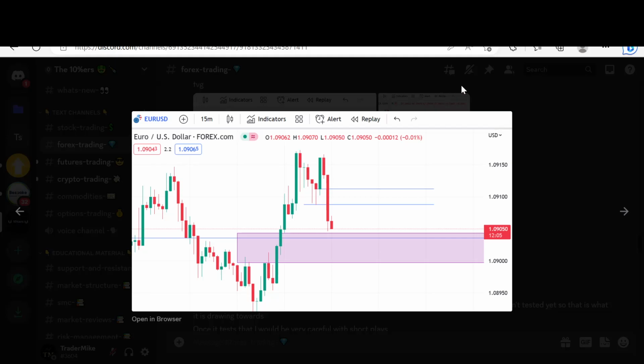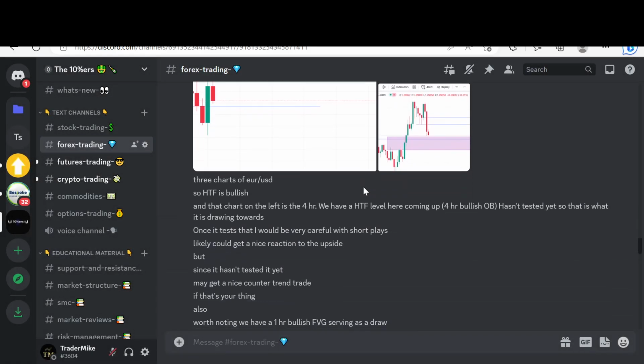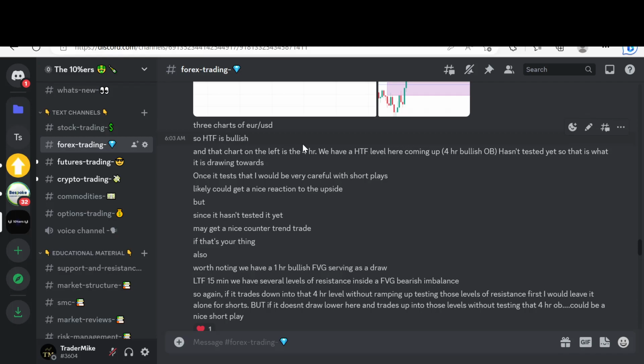Now let's go down a little bit lower and see what I said here. I said 3 charts of Euro USD. Like we've already said, higher time frame is bullish, and the chart on the left is the 4 hour. We have a higher time frame level here coming up. The 4 hour bullish OB hasn't been tested yet, so that's what it's drawing towards. Once it tests that, I would be very careful with short plays. Why would we be very careful with short plays? Because remember, the higher time frame is still bullish. It's a higher time frame level of support. That's why you would want to be careful.